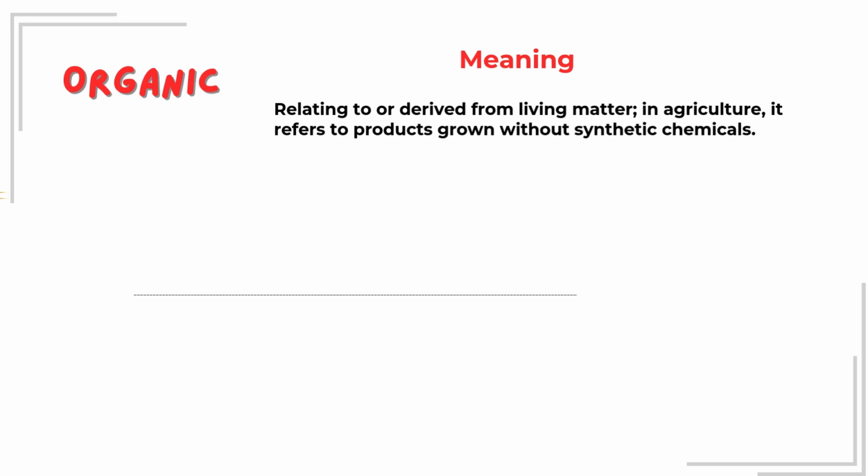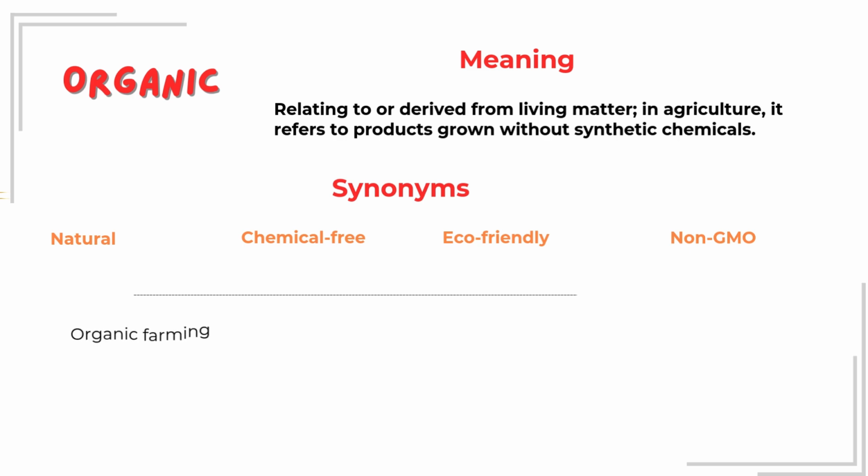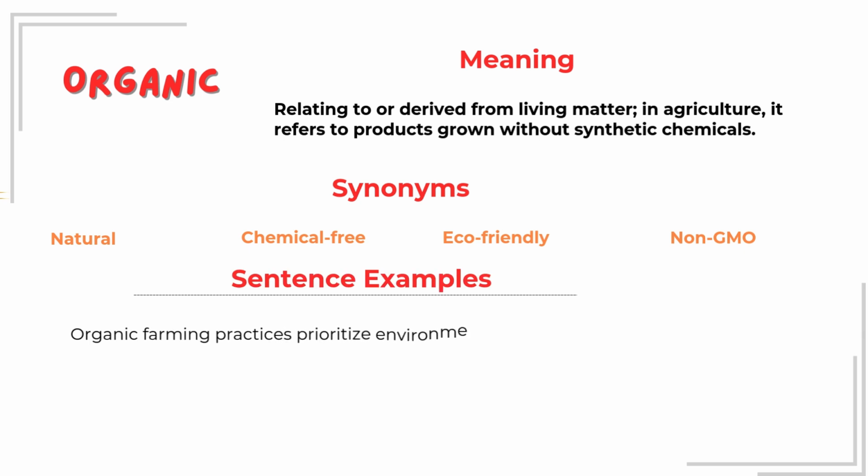Organic: relating to or derived from living matter. In agriculture, it refers to products grown without synthetic chemicals. Also natural, chemical-free, eco-friendly, non-GMO. Organic farming practices prioritize environmental sustainability and consumer health.